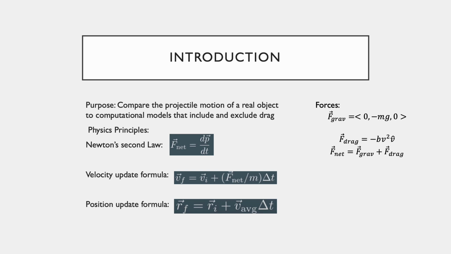The forces at play are the force of gravity, as shown, and the force of drag, which is calculated as shown. The net force on our system is simply both of those combined, as those are the only forces we're accounting for when predicting the motion.